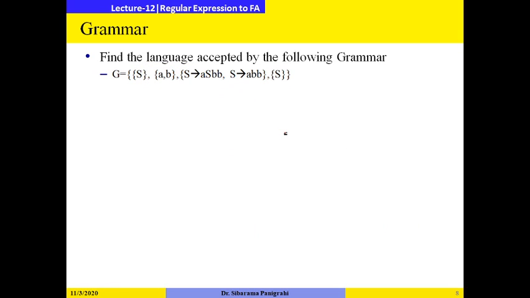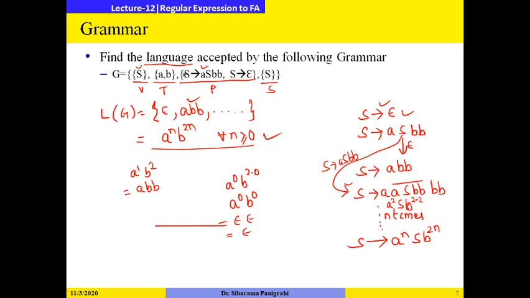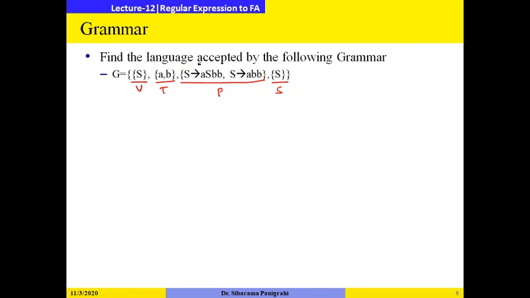Now let me go through another example. Find the language accepted by the following grammar. You see this is similar to the previous example. Here these are the variables V, these are the terminals, these are the productions P, and this is the start symbol S. In the previous example we had S gives aSbb and S gives epsilon, but here S gives aSbb and S gives abb. We don't have the string epsilon.